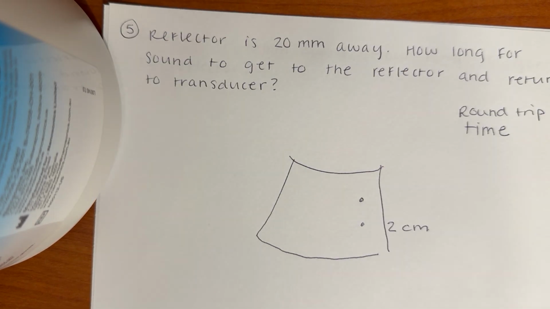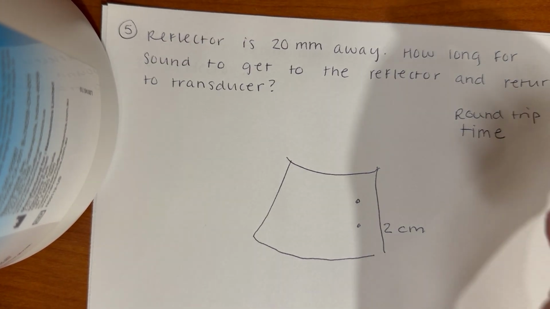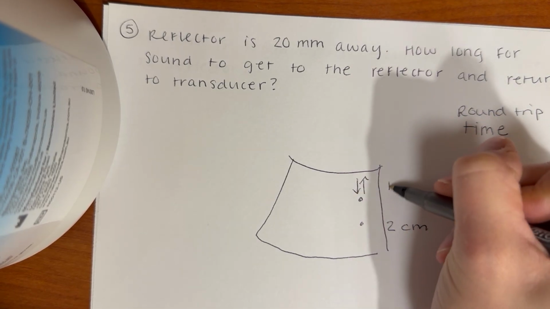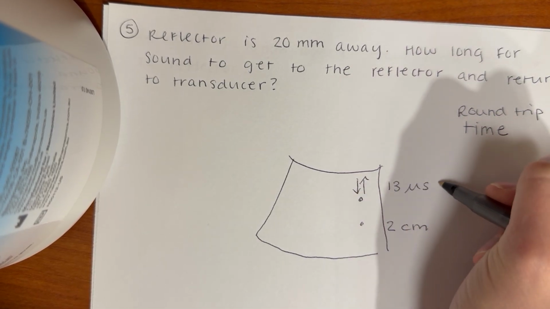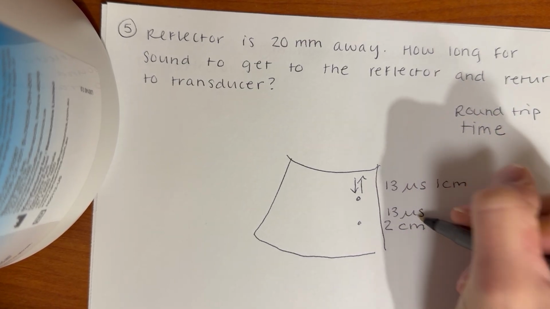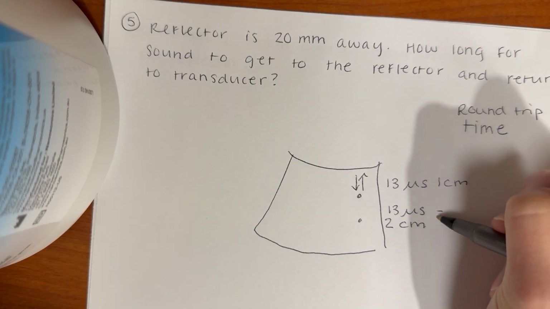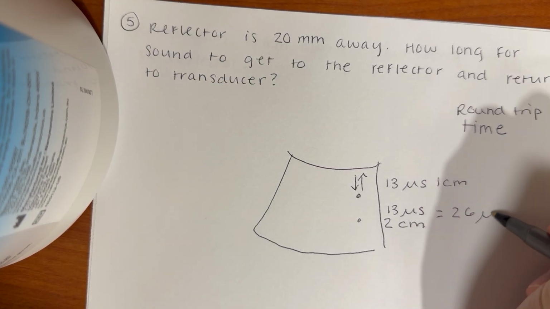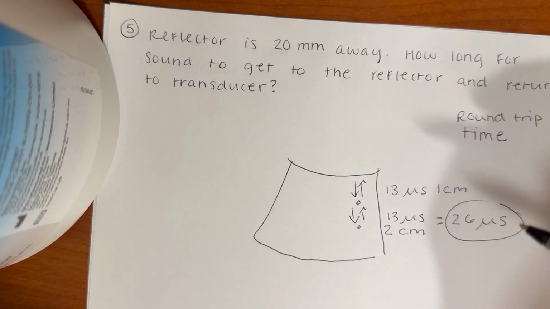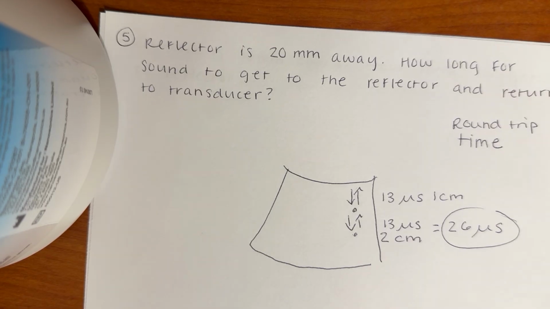So I'm going 2 centimeters deep. And how long does it take me to get there and back to the transducer? Well, it takes me 13 microseconds to go round trip 1 centimeter, and it takes me another 13 microseconds to go round trip for the second centimeter. So together, that's 26 microseconds that it takes me to go round trip all the way down to 2 centimeters and all the way back to the transducer.